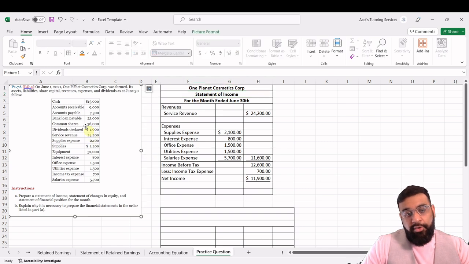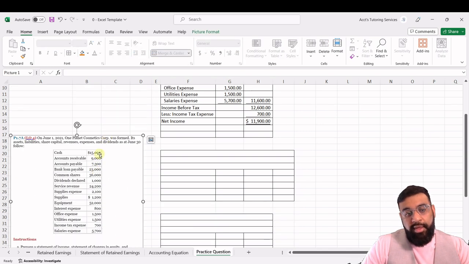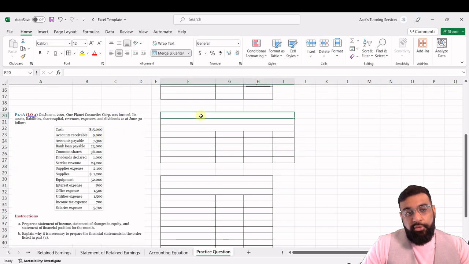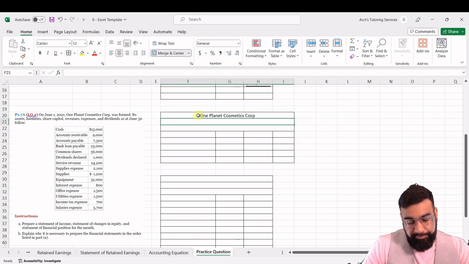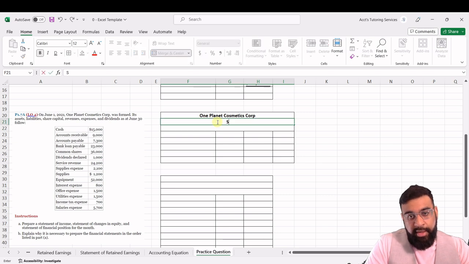Now I'm going to go into and complete the statement of changes in equity. So once again, company name, One Planet Cosmetics Corp. And we're going to have now the statement name, the statement of changes in equity. And then I'm going to have for the month ended June 30th.